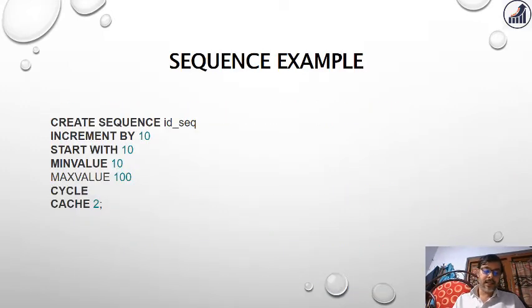Now let's take an example of how to create a sequence. Here we have written: create sequence id_seq incremented by 10, start with 10, minimum value 10 and maximum value 100, cycle, cache 2. This statement creates an ascending sequence called id_seq, which starts from 10, is incremented by 10, with minimum value 10 and maximum value 100.